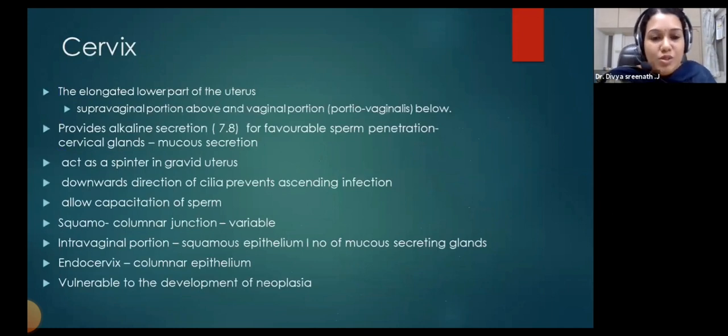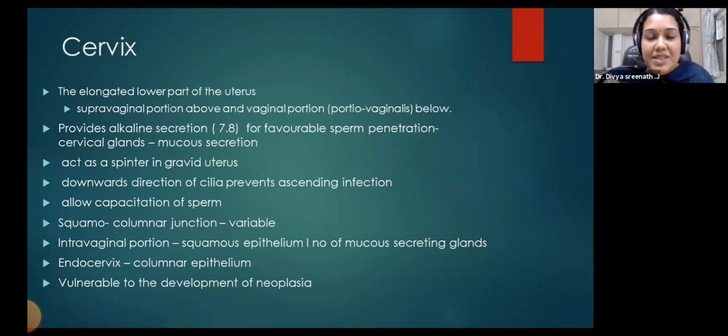So the cervix is the most elongated part. The cervical secretion is usually an alkaline secretion. As we know, the vaginal secretion is acidic, but the cervical secretion is alkaline. The main intention is that it favors the penetration of the sperm.